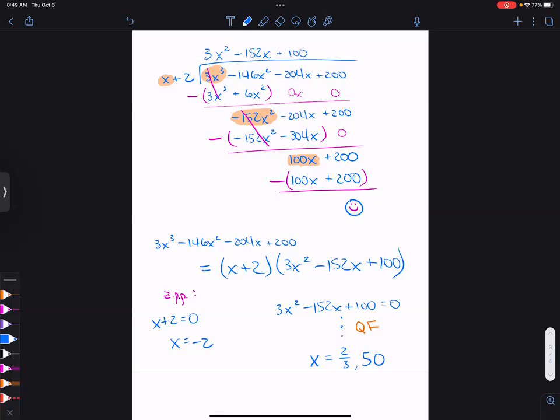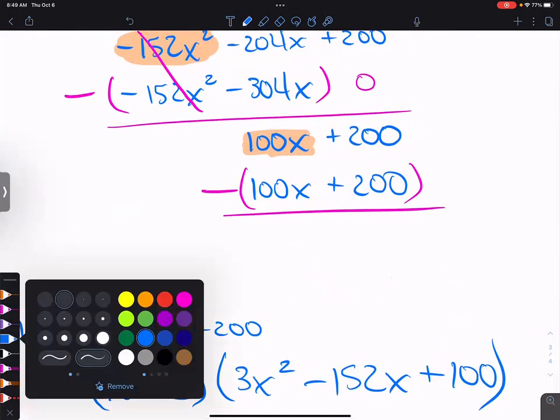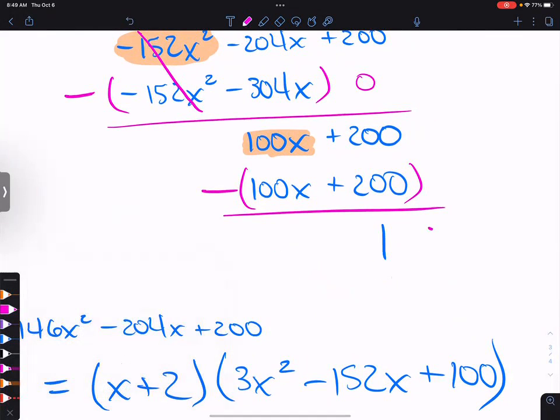Say hypothetically, something went wrong. I got a remainder of 1, which is bad.